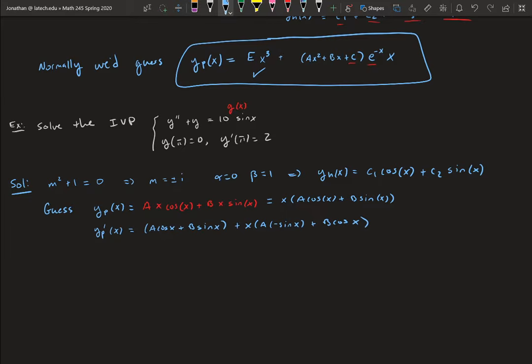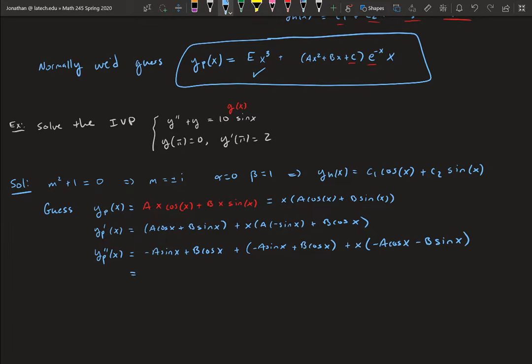And that is our first derivative. Now what's yp double prime? So yp double prime is going to equal negative a sine x plus b cosine x plus, now this is plus b cosine x plus x times negative a cosine x minus b sine x. Just doing a product rule again on the second half of that.